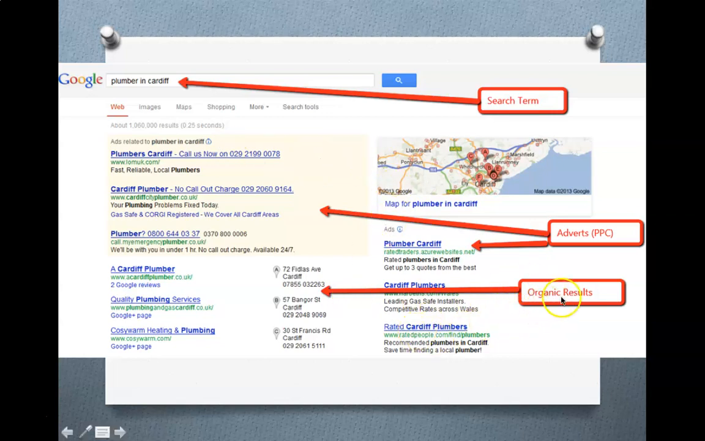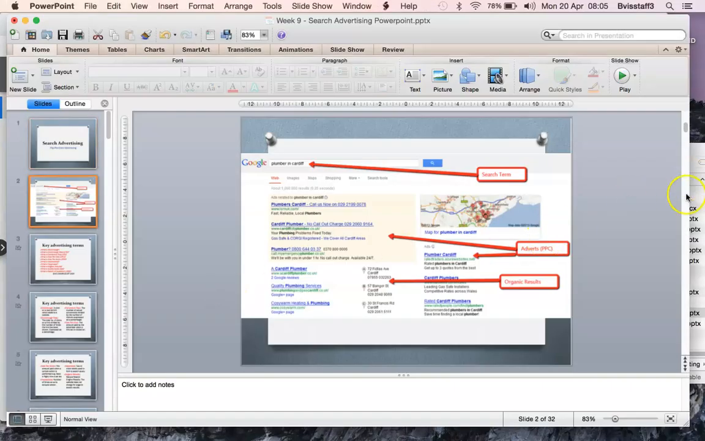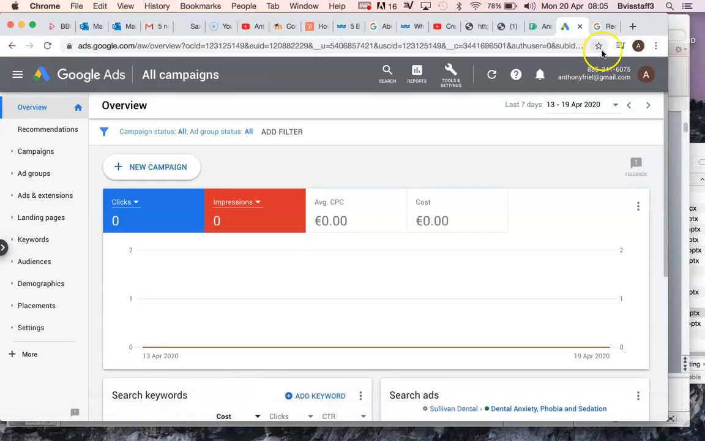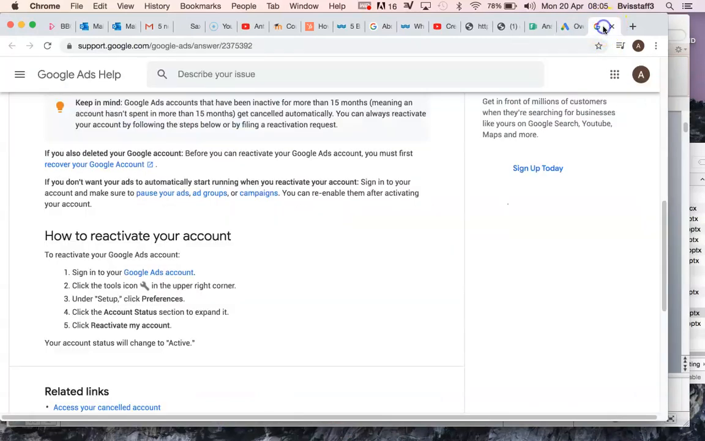So you can see your organic results here. And what we'll do here is we'll actually look at this now live. I'll go on to Google and look at it live. So let's have a look here. Where are Google? And that's Google Ads, sorry.